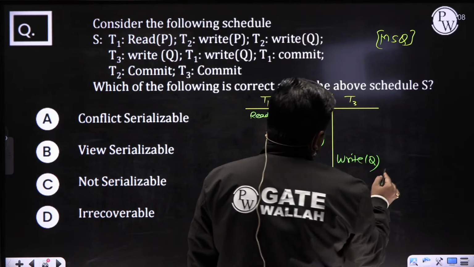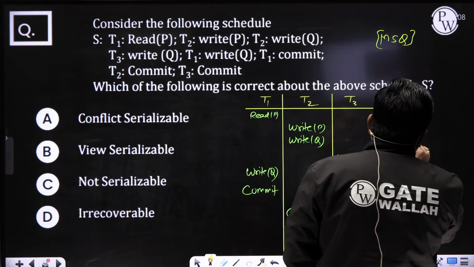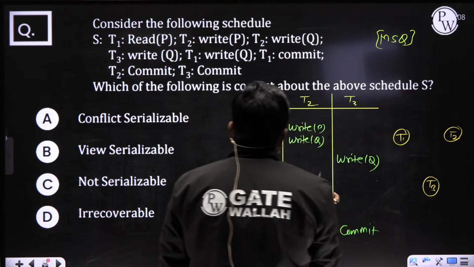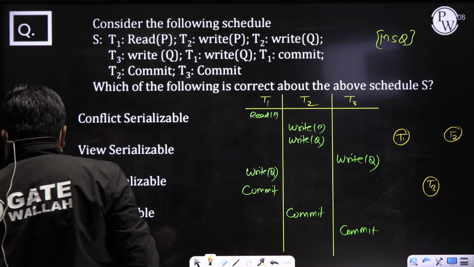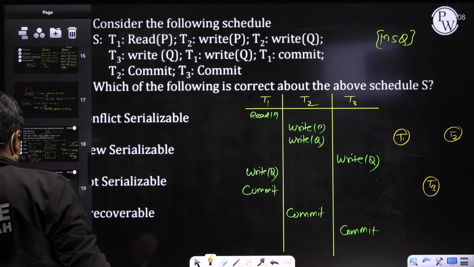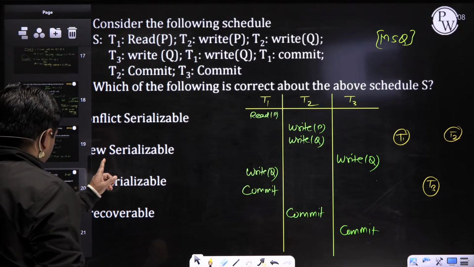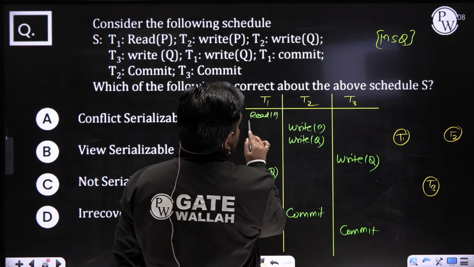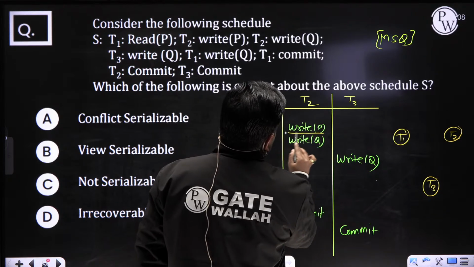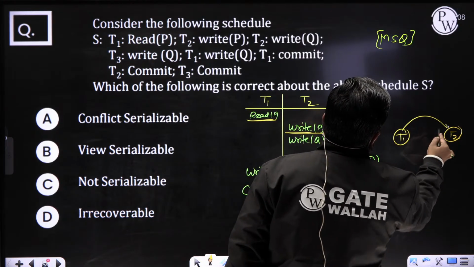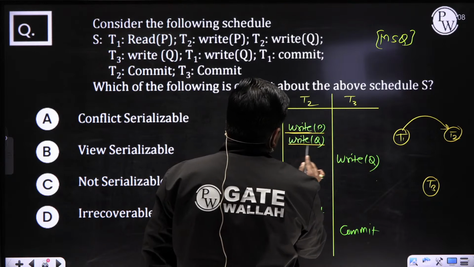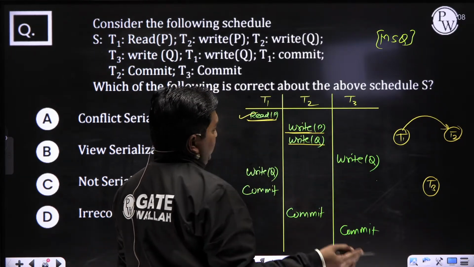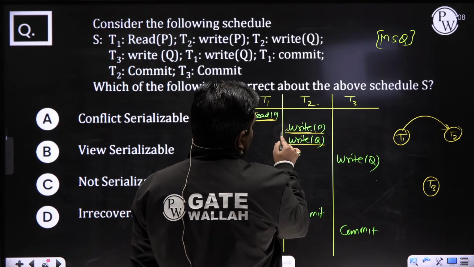Now listen. First of all, we check whether it is conflict or not. Whenever we have to check, first of all we copy this one. Now listen. Here read P, here write P. So there is an edge from T1 to T2. Here write Q. This one done. Read P to write P. Now check for this one. Write P to any edge?